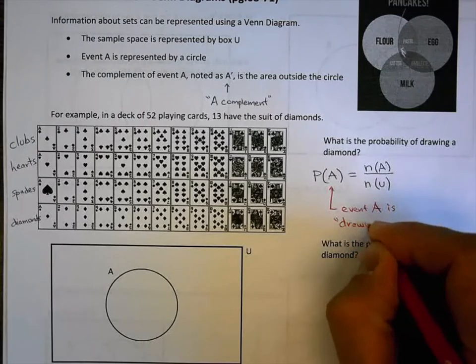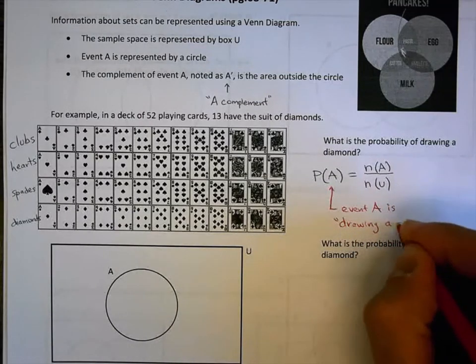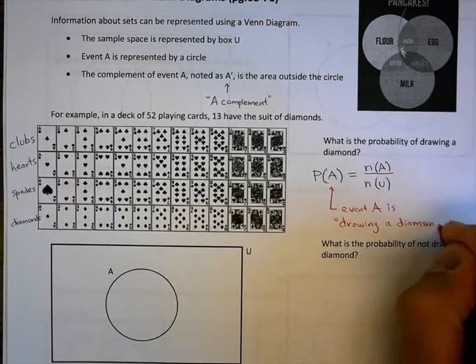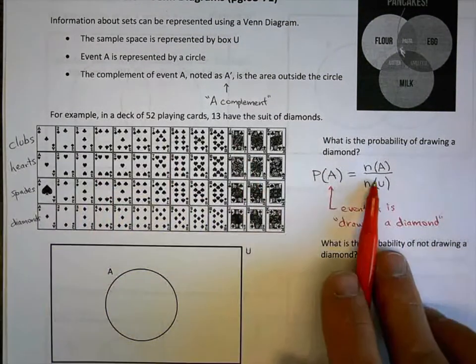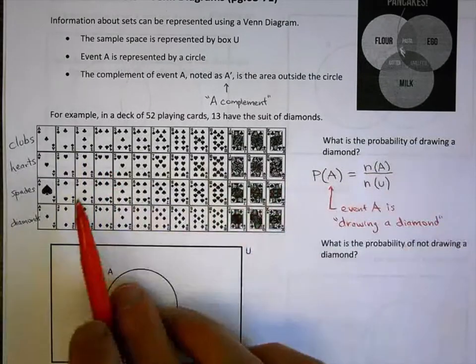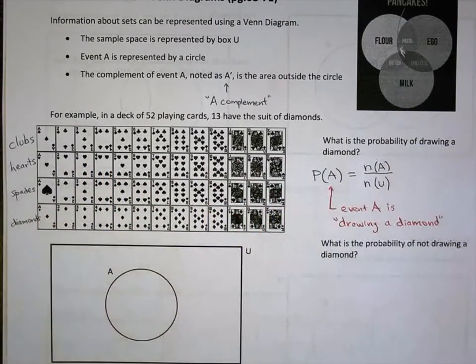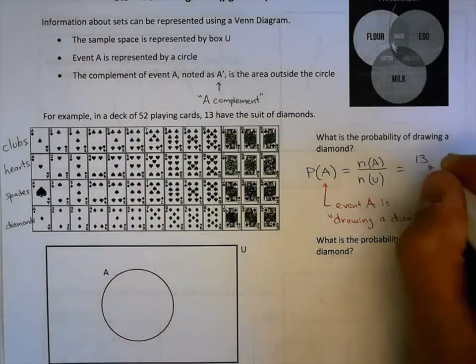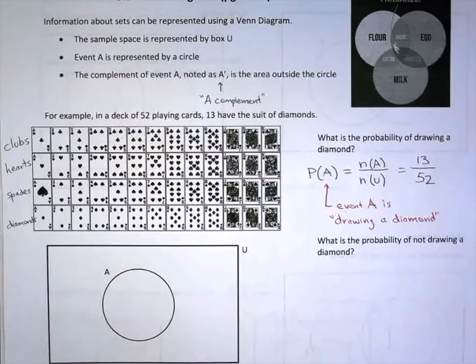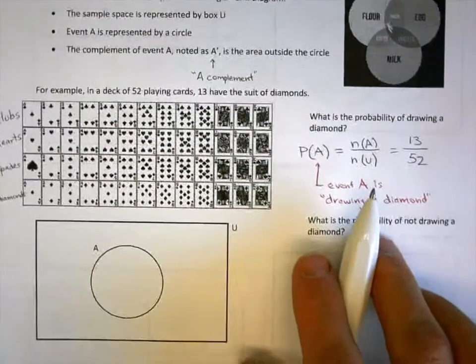So if I shuffle all 52 cards and I randomly select a card, what's the chance I'm going to get a diamond? Well, how many diamond cards are there? There are all of these down here. That's 13 of the set. How many cards are there in total? 52. So that's my probability. We already talked about this.